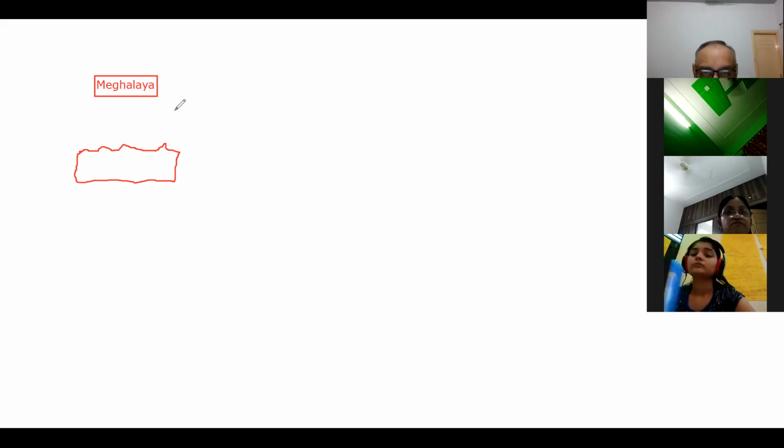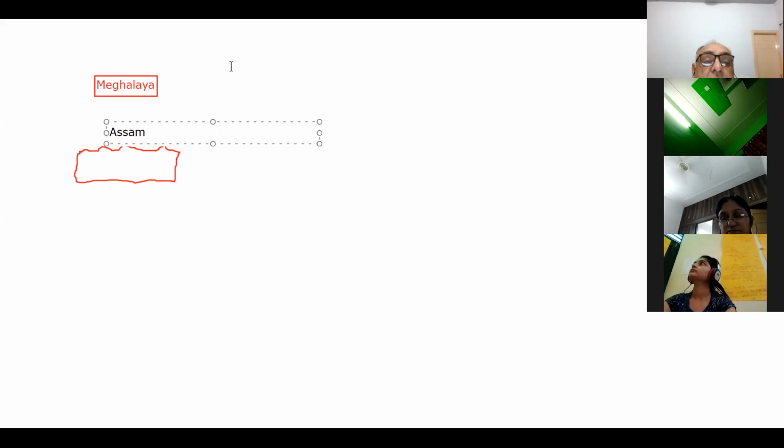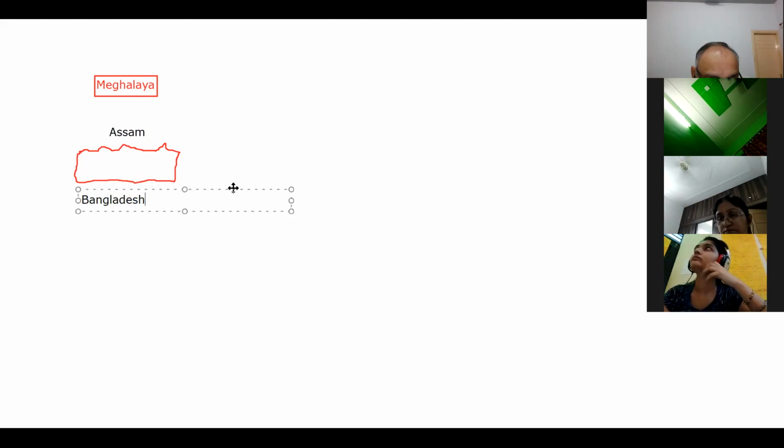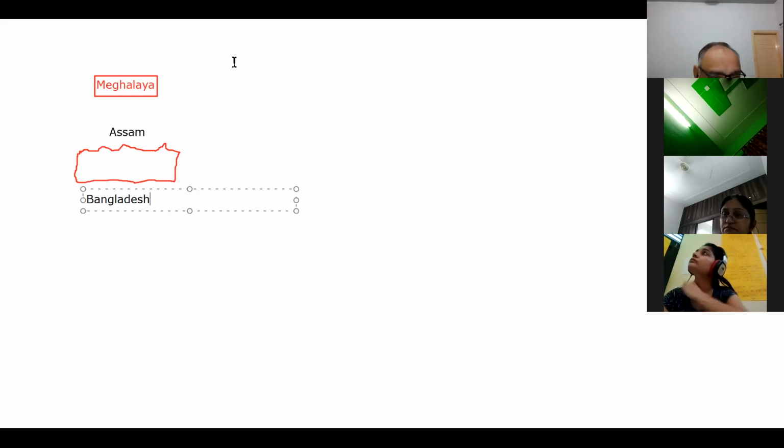Meghalaya is bounded on the northern side by Assam and the eastern side also by Assam, and on the southern side it is bordered by Bangladesh. So some part of the state is bordered by Assam and some part is bordered by Bangladesh. This part is Bangladesh, this part is Assam, and the entire eastern part is bordered by Assam, and the southern part is Bangladesh.